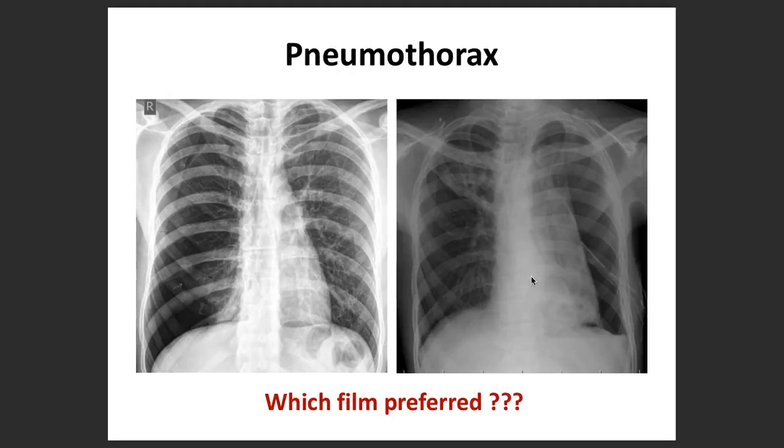As I was telling you, if you're able to demonstrate the outer margin of the visceral pleura and lung, the pleural line, from the parietal pleura, parietal pleura and visceral pleura being different, so if you are able to see this line, then this is the classical pneumothorax.